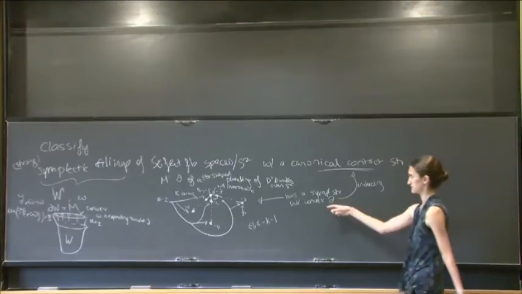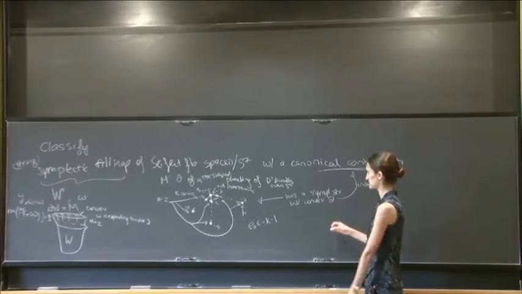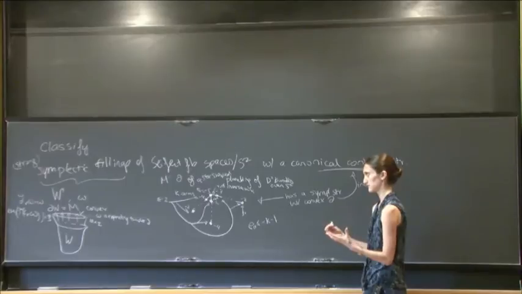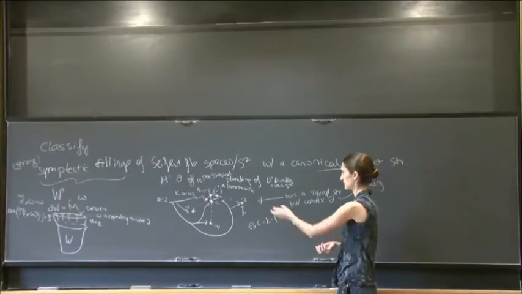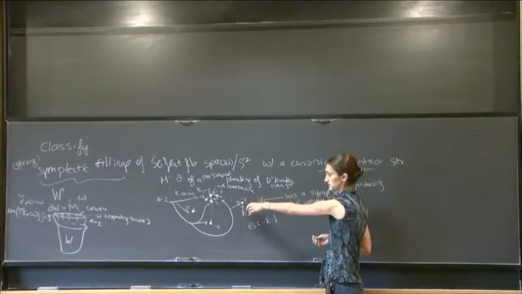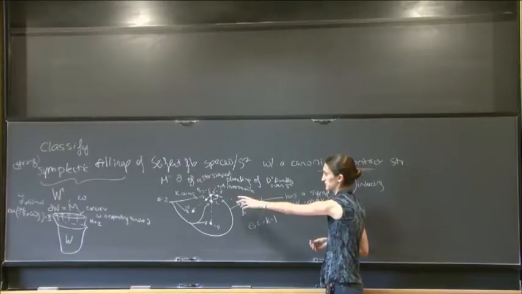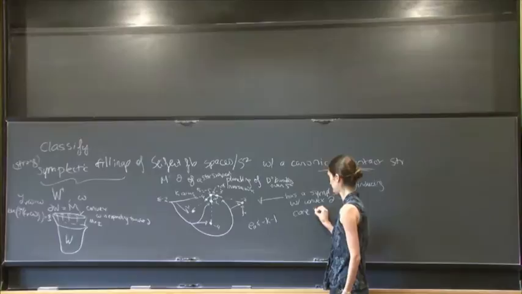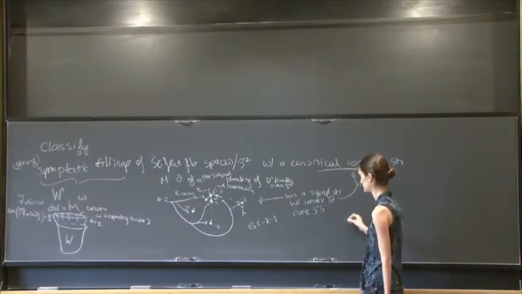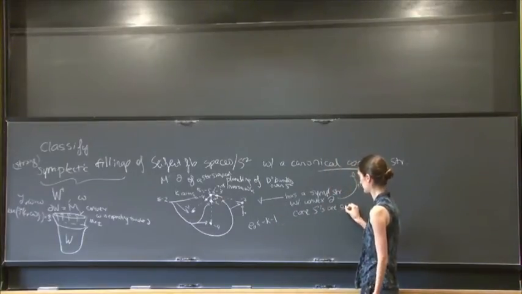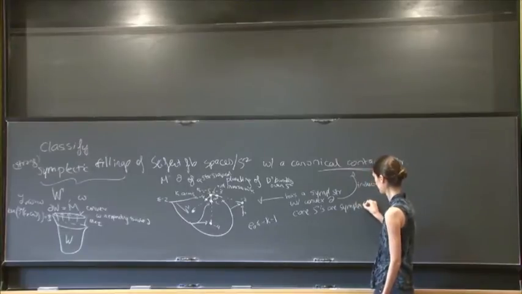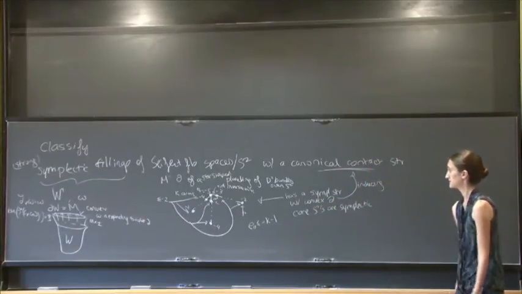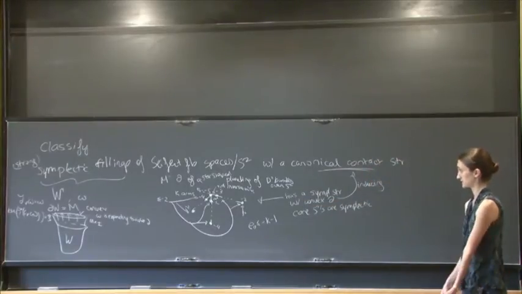And so one other nice thing about this symplectic structure is that it's very concretely constructed by constructing a symplectic structure on each of these disk bundles. And so the core spheres, the zero sections of each of these bundles, are symplectic submanifolds of this four-manifold with this particular symplectic structure.